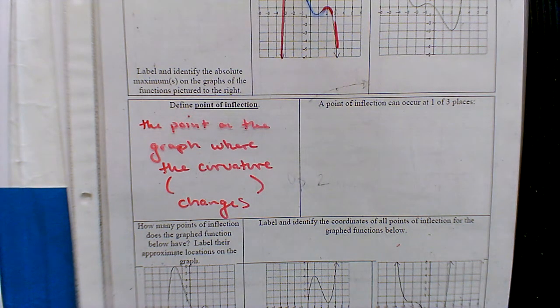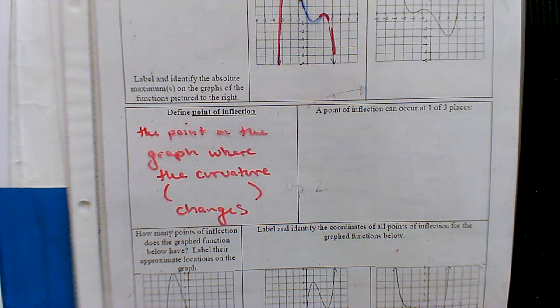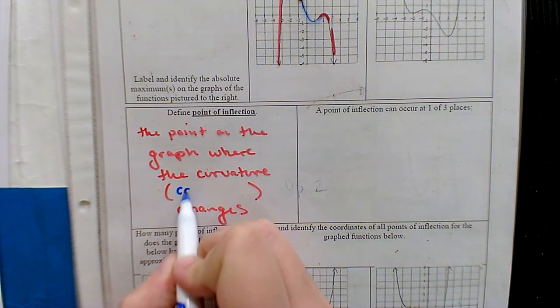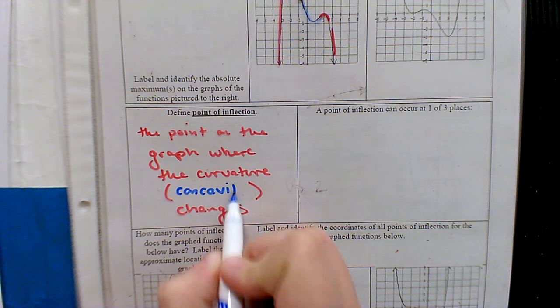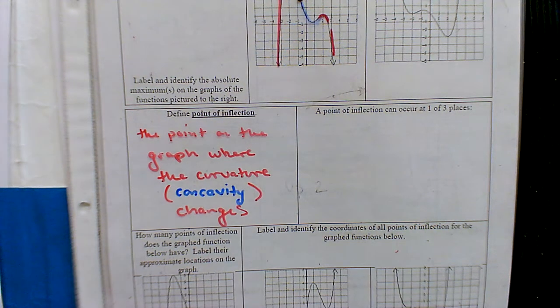But from this point forward, you're not really going to hear me use the word curvature. There's kind of another vocabulary term that we're going to talk about. Have you heard of the word concave before? Maybe in a science class when you talk about lenses, like concave and convex. The specific curvature of a graph is referred to as its concavity. So in that little parentheses, that's what I want to put in there. The concavity changes, basically meaning curvature.